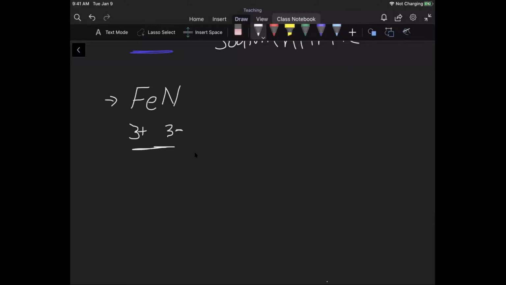So when I write the name, I have iron, and I have to say what the charge is. Iron 3 nitride. Okay, iron 3 nitride. Let's try the nitrate, do similar to what we did before.